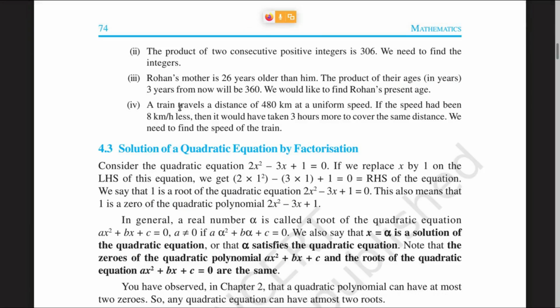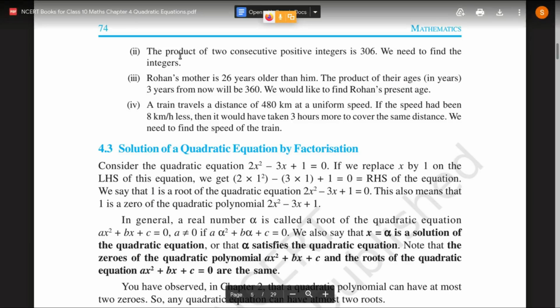The product of two consecutive positive integers is 306. We need to find the integers. Okay. So the product of two consecutive positive integers is 306. We need to find the integers. So no need to find the integers. Just form a quadratic equation out of this.